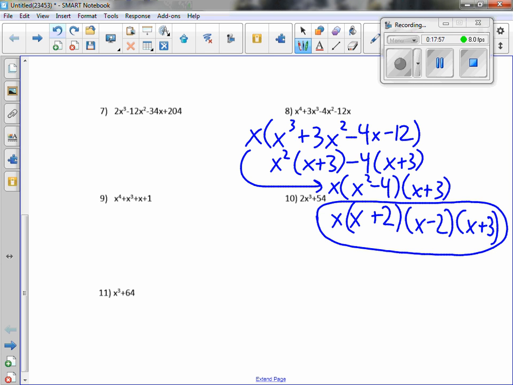That's 3 different types of factoring in one problem. Be ready to have to do that much. These problems can get long.